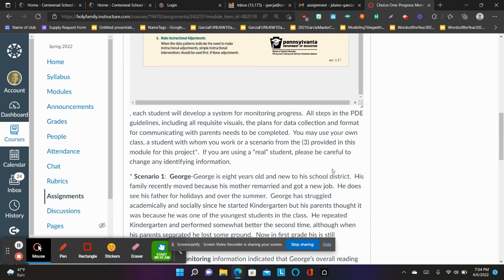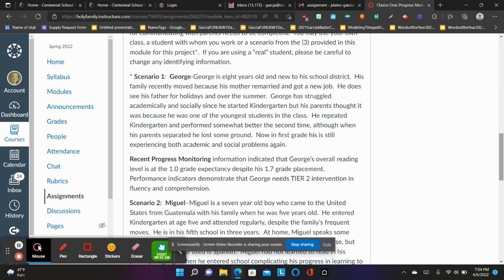So, what you'll do with this is that when you develop your system for monitoring progress, I'd like you to include visuals, plans for data collection, and format for communicating with parents. You may use your own student, but I know many of you do not have access. So you have several scenarios.